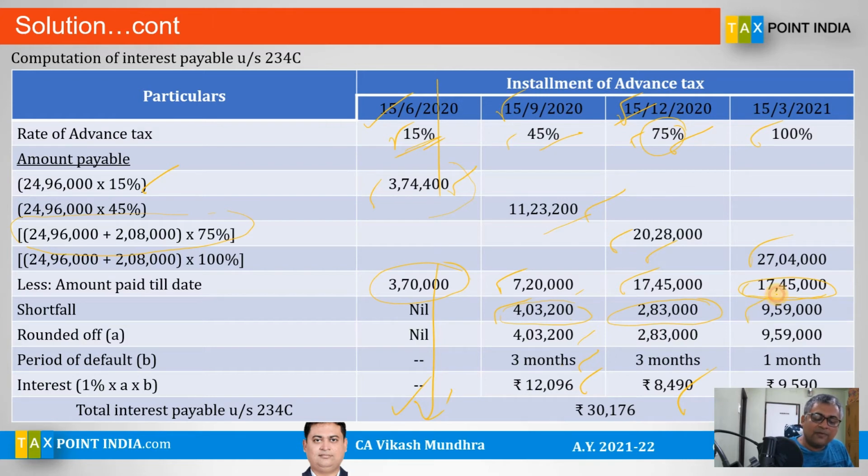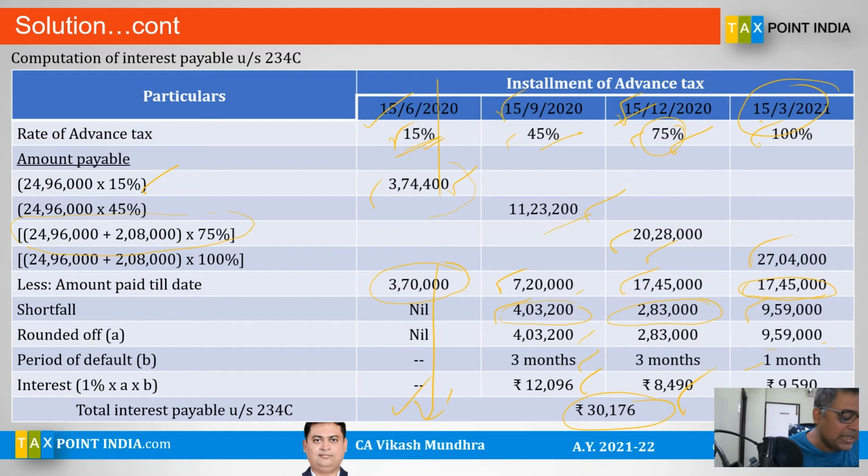The difference is a shortfall of rupees 9,59,000. You are supposed to pay interest. It is already rounded off. If it is not rounded off, then you are supposed to do rounding off. 9,59,000 for 1 month. The last one is 15th March to 31st March, and a fraction of a month shall be considered as a full month. 9,59,000 into 1 month into 1% comes to 9,590. Altogether it comes to 30,176.